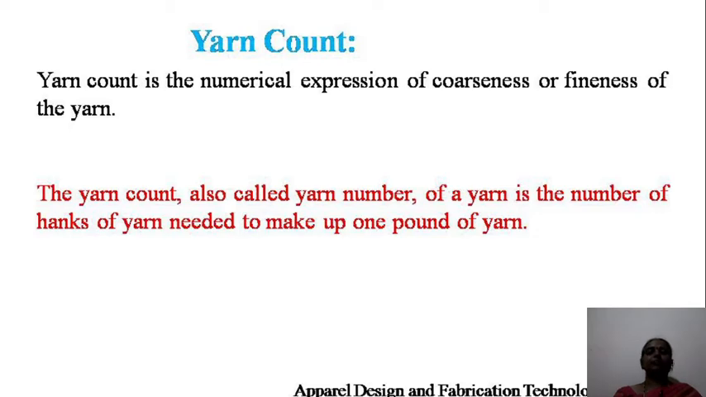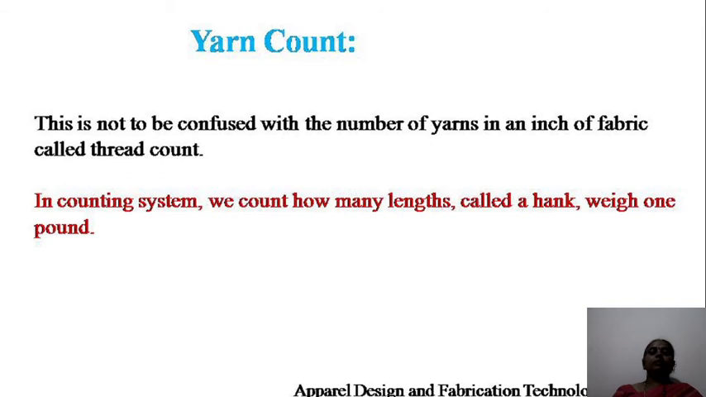So yarn count is the numerical expression of coarseness or fineness of the yarn. This is the definition. The yarn count is also called the yarn number. The yarn number of a yarn is the number of hanks of yarn needed to make up 1 pound of the yarn. This is not to be confused with the number of yarns in an inch of fabric, called thread count. Yarn count and thread count are different.